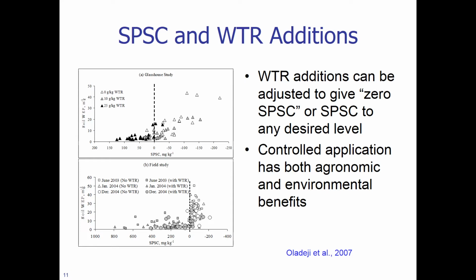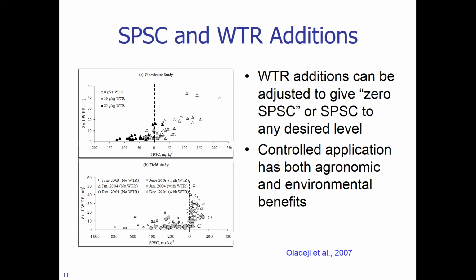Now look at the field study in the bottom figure here. There are 2 different types of field studies at, it's actually 3 different times, with and without water treatment residue. The open circles are the ones without water treatment residues, and the closed ones are with water treatment residue. It's pretty obvious that the ones with WTR move to the left.